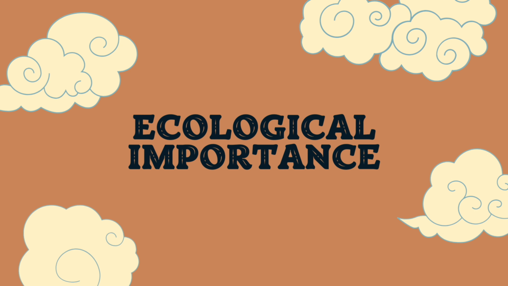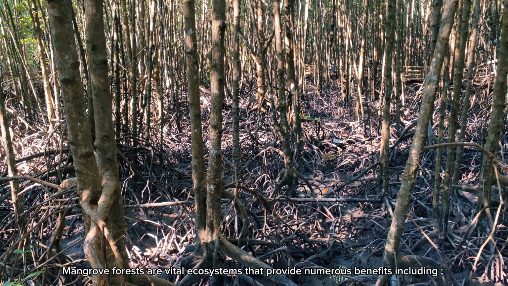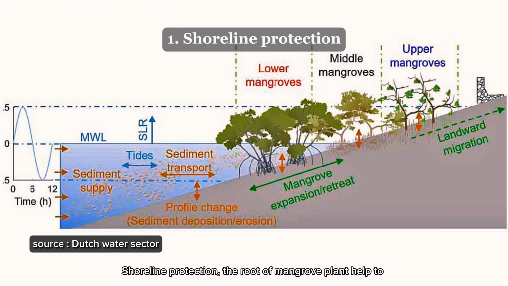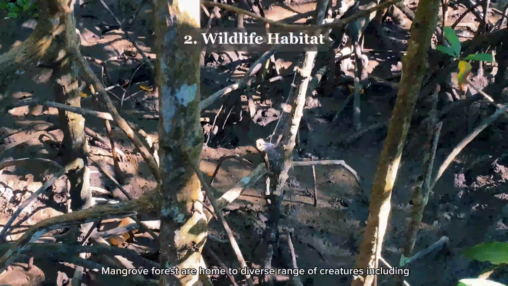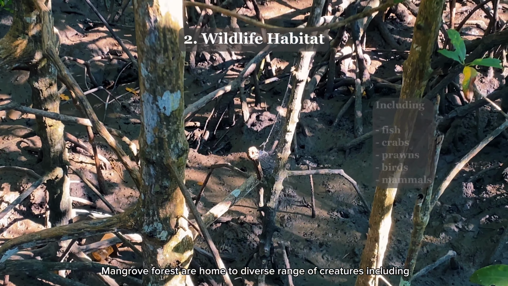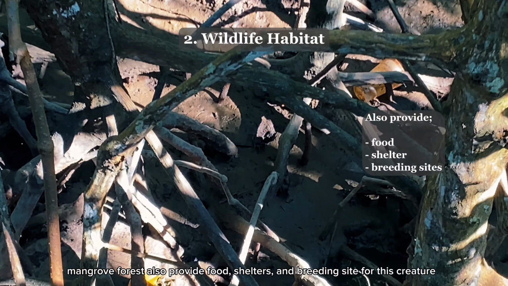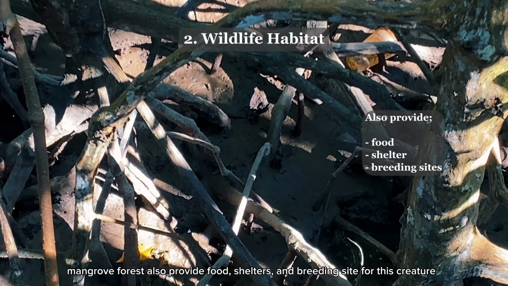Ecological importance of mangrove forests. Mangrove forests are vital ecosystems that provide numerous benefits, including shoreline protection. The roots of mangrove plants help to stabilize and protect the coastline from erosion. This is especially significant in flood-prone locations. Secondly, wildlife habitat. Mangrove forests are home to a diverse range of creatures, including fish, crabs, prawns, birds, and mammals. Mangrove forests provide food, shelter, and breeding sites for these creatures.